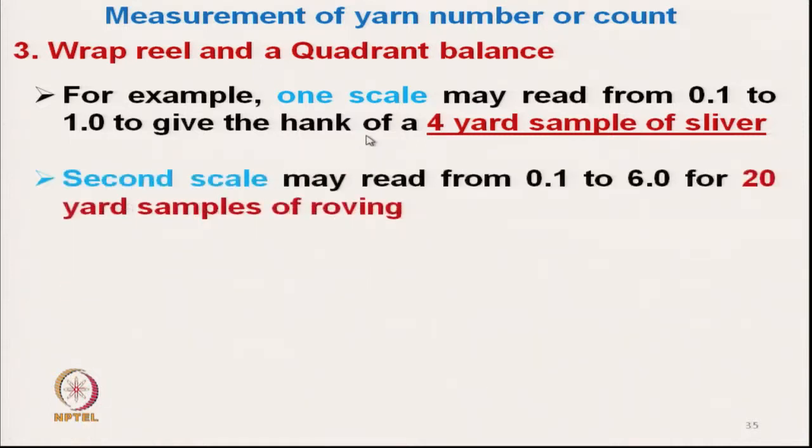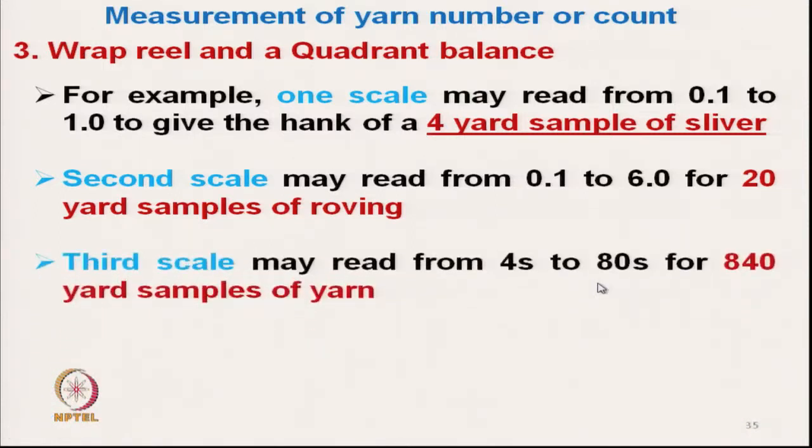The second scale is for roving, and it is gauged from 0.1 to 6, which is the range of the hank of roving, and here the standard sample length is 20 yards of roving. The third one is for yarn, say 4 count to 80s count, and here 840 yards of sample. This 840 yards will give the yarn count directly.